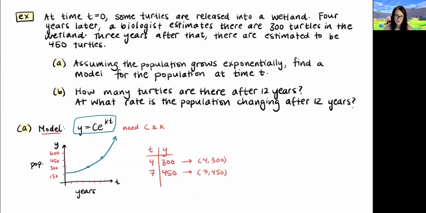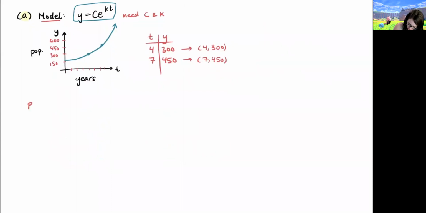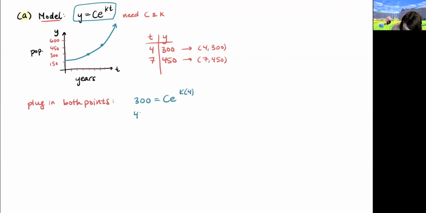There are a few ways that you can go about this. Here is my suggested way, but there are other ways if you know one or find one that you like better. The first thing to do is to plug in both points into this formula here. So we've got 300 is y, and that's when t is 4. And then we've got 450 is y, that's when t is 7.